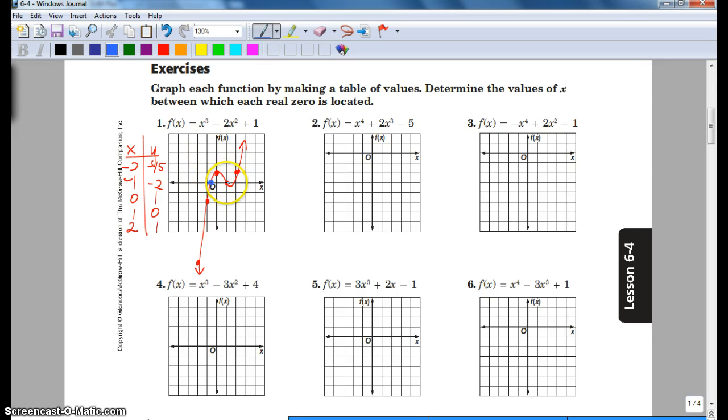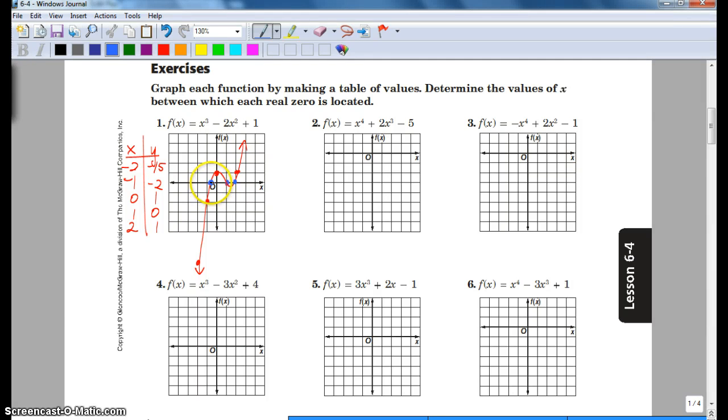We've also got this 0, which is right at a nice integer value that we've already come up with. And then we've got this value right here. Okay, so we have 3 zeros. The question again, determine the values of x between which each real zero is located.